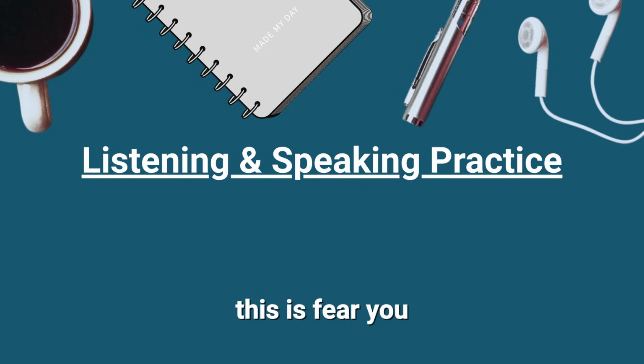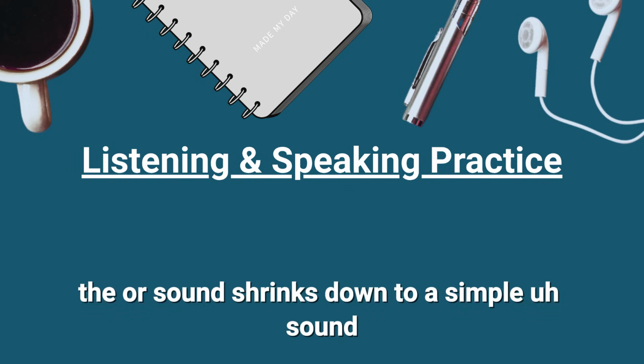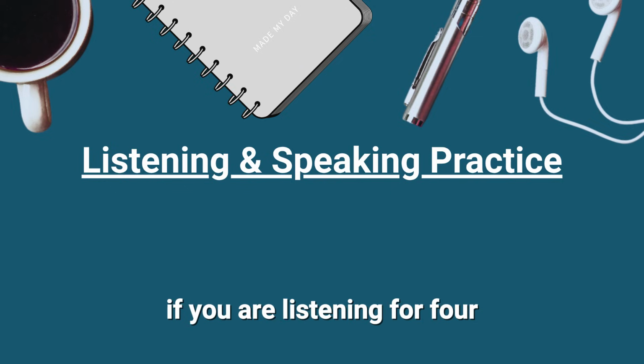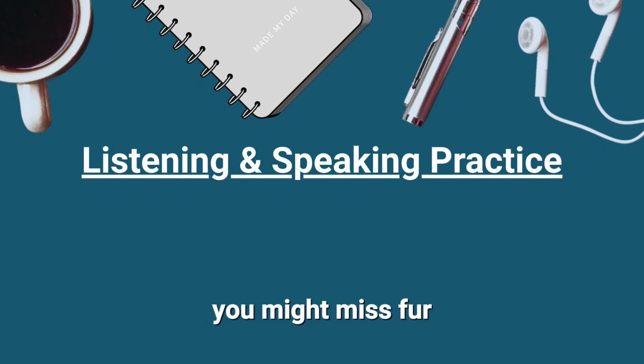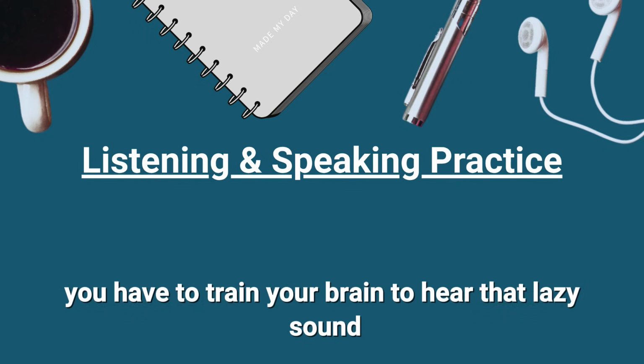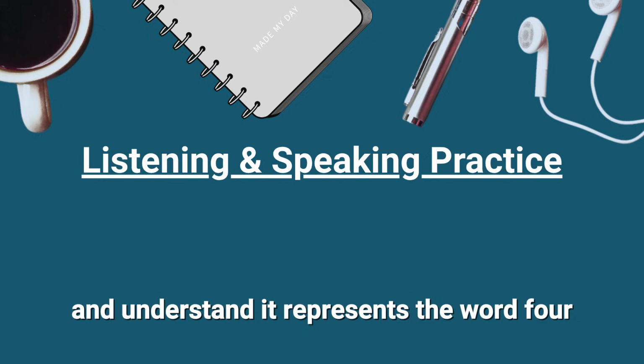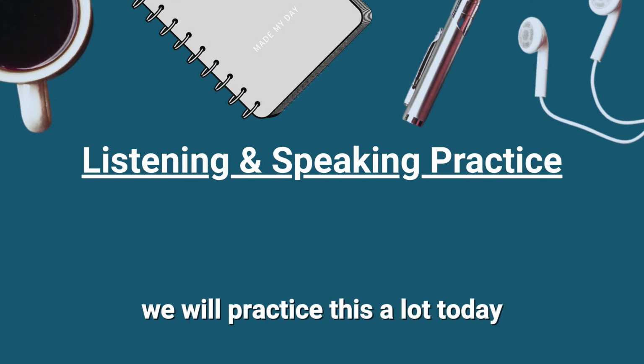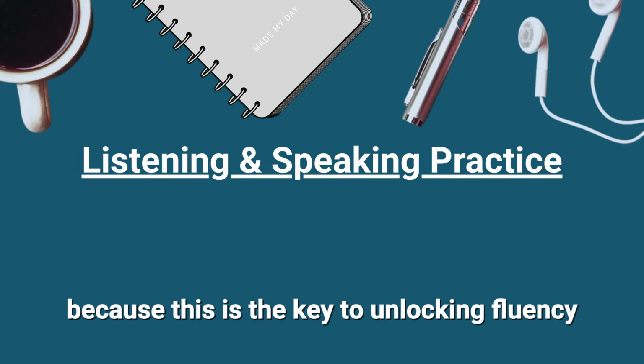This is fer you. The or sound shrinks down to a simple schwa sound. If you are listening for for, you might miss fer. You have to train your brain to hear that lazy sound and understand it represents the word for. We will practice this a lot today because this is the key to unlocking fluency.